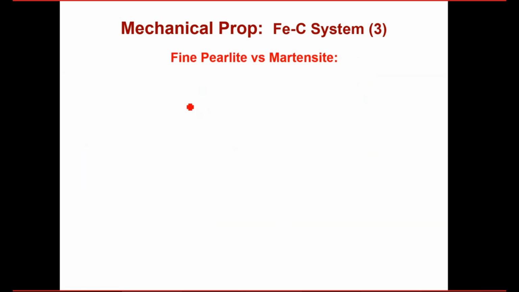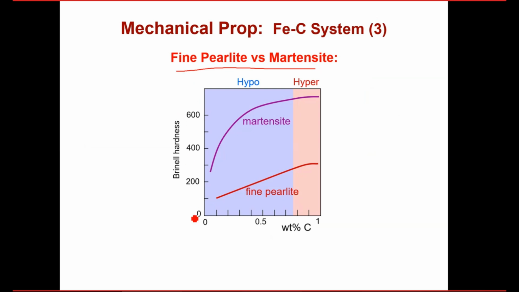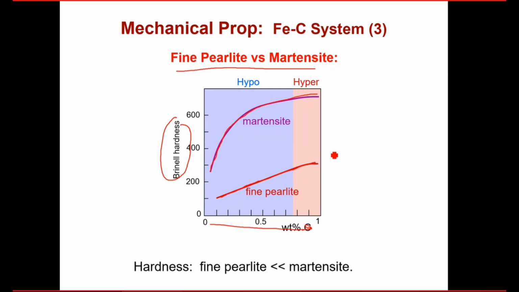फाइन परलाइट और मार्टेनसाइट को अगर कंपेयर करें तो again with percentage increase in carbon दोनों की हार्डनेस इंक्रीज हो रही है, लेकिन martensite has much higher hardness as compared to fine perlite. So that's the difference.